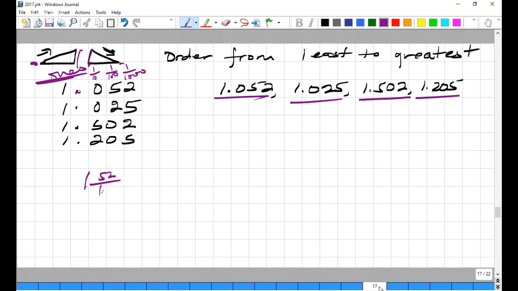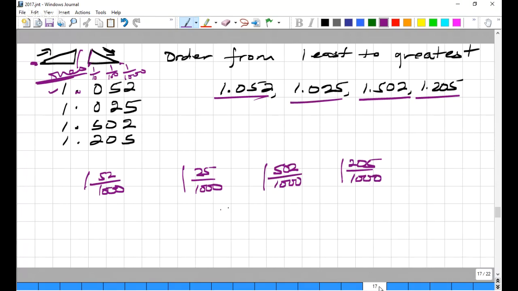Okay, so this really means 1 and what? 52 out of 1,000. This is for the first one. The second one really means 1 and what? 25 out of 1,000. The third one really means what? 1 and 502 out of 1,000. And the last one really means 1 and what? 205 over 1,000.